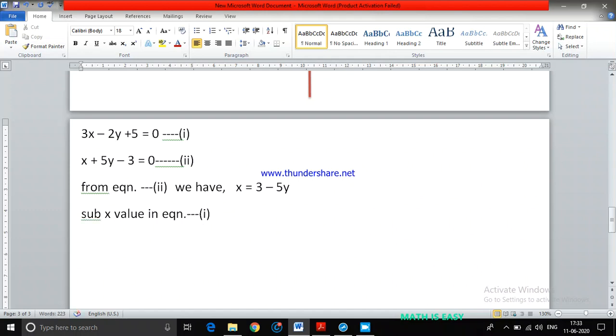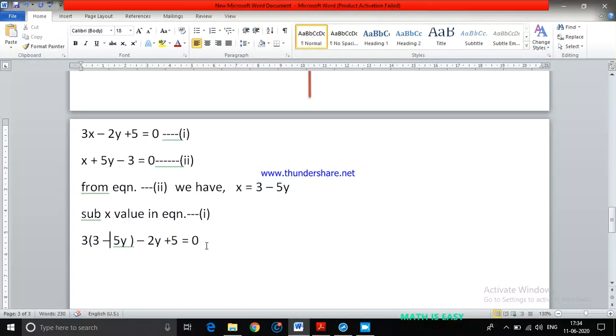In the first equation 3x is there, so 3 times x is 3 times (3 minus 5y), then minus 2y, then plus 5 equals 0. Just this x value is replaced here. All other terms remain the same: minus 2y plus 5 equals 0. In place of x, I am replacing 3 minus 5y.